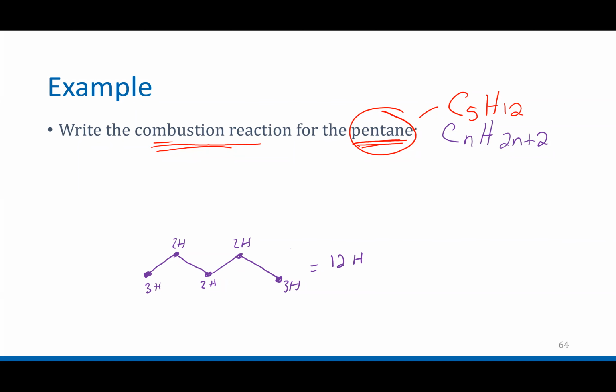So now that I have my formula, C5H12, I can actually do this reaction. And this is straight from Chemistry 1120. All we're doing is mixing in a little bit of hydrocarbon chemistry. So, combustion, C5H12. This pentane could be a gas or a liquid. I'm going to assume, because we're burning something, that it's really hot.